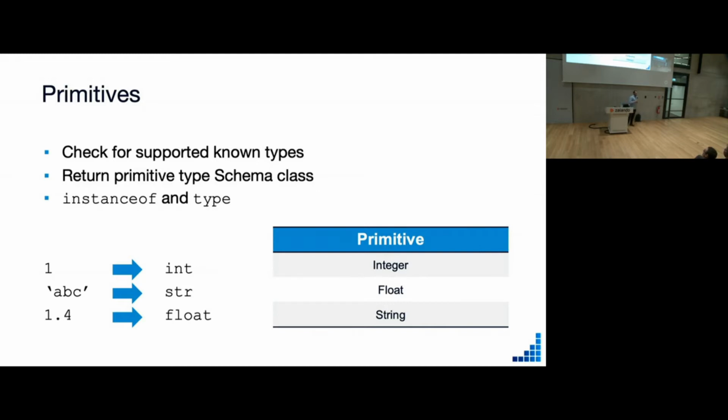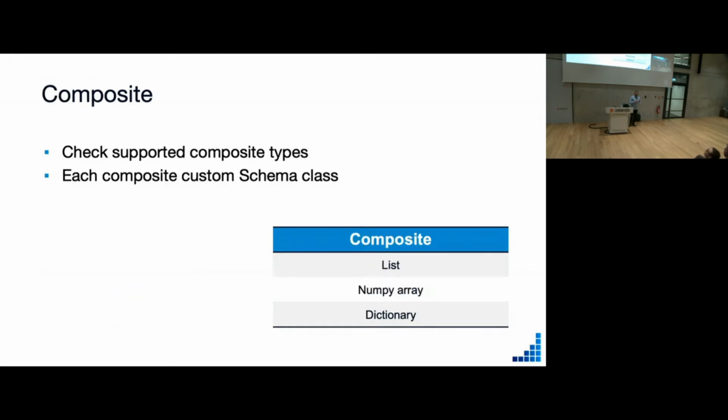These composite types is where it gets more interesting. We could have these lists, these number arrays, or the dictionaries. And for every one of these supported primitives or supported composite types, we have a custom schema class which contains some metadata or references to others. A lot of these have children, which could be primitives themselves or composites themselves, and the relationship, how these are related. So now I'll give two examples that will showcase this part a little bit.